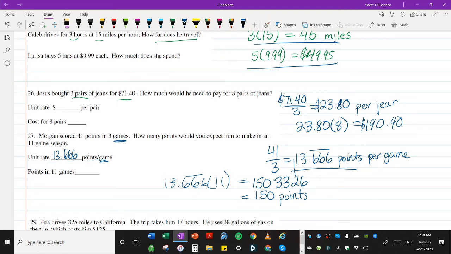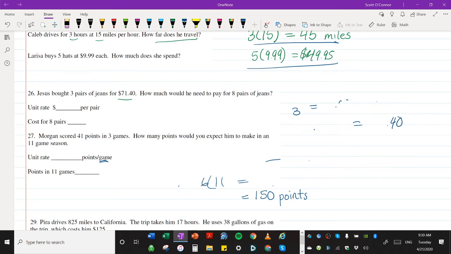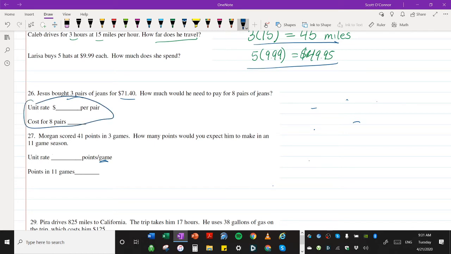So I'm just going to erase this really quickly, and then let's look at these questions again. So if we look at this question here, it says 3 pairs of jeans for $71.40. The strategy we used here initially is called a unit rate strategy, or I call it a unit rate strategy. You find the unit rate, then you multiply. Another strategy we can use is solving a proportion.